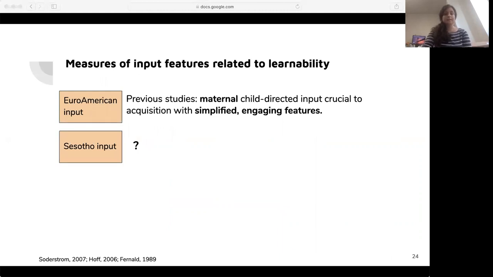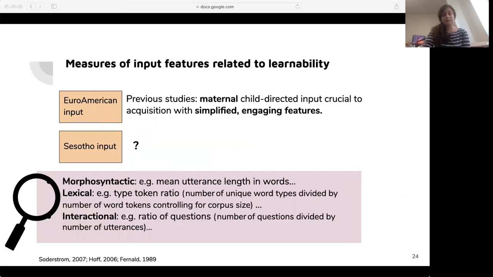It's well documented that, at least in European cultures, maternal child-directed input is crucial to acquisition, and it's actually the best you can get due to its simplified, engaging features. However, little is known about Sesotho. For this, we are going to study 3 different types of features: morphosyntactic, lexical, and interactional. Morphosyntactic, looking at mean utterance length in words. Lexical, looking at lexical diversity by measuring type token ratio controlling for corpus size, and interactional by looking at the ratio of questions, so the number of questions divided by the number of utterances.